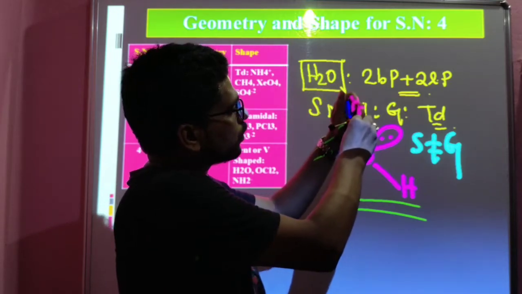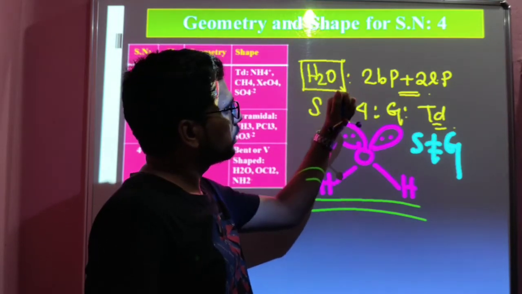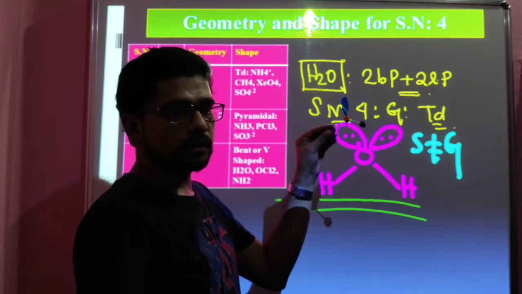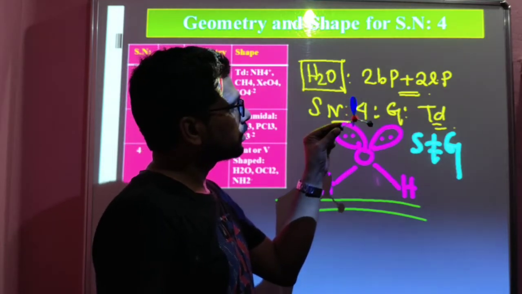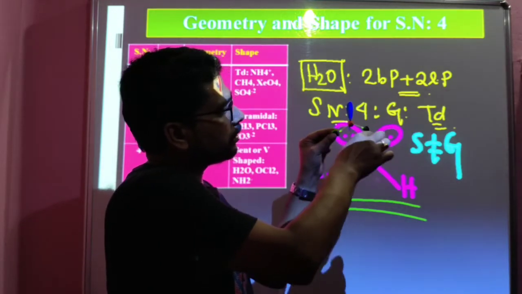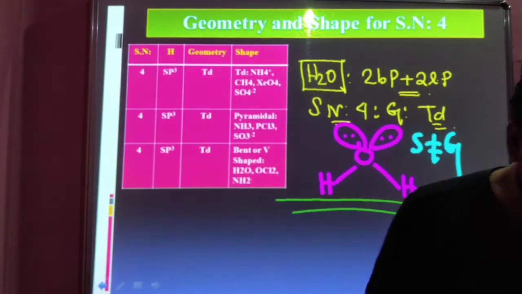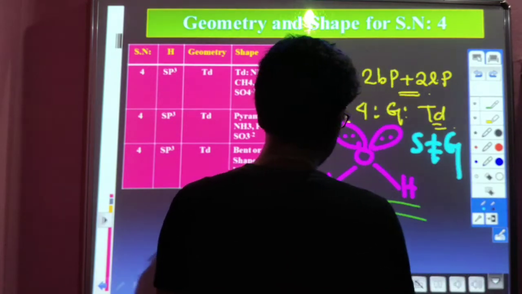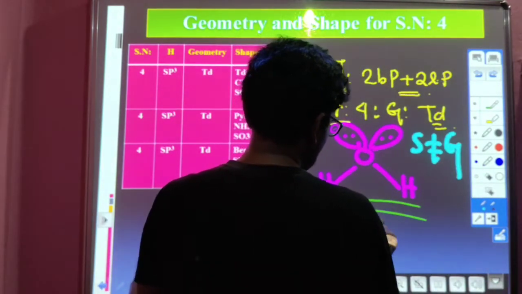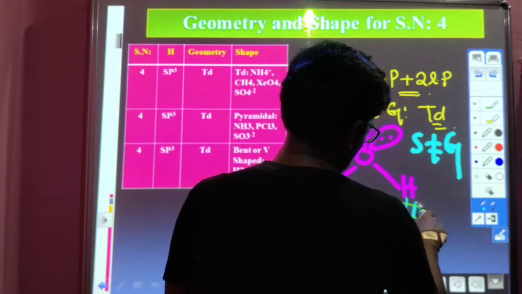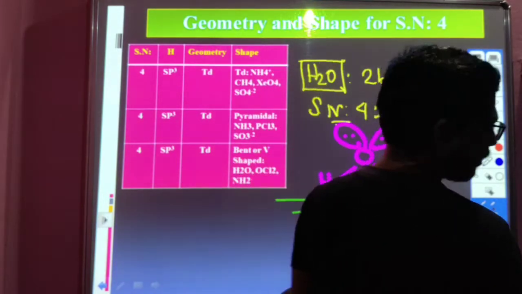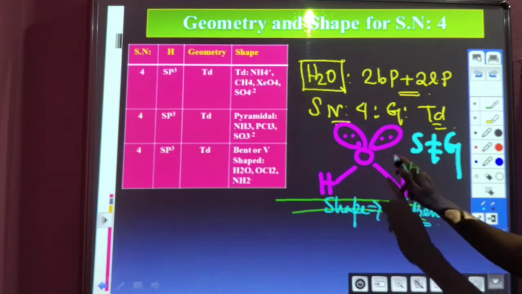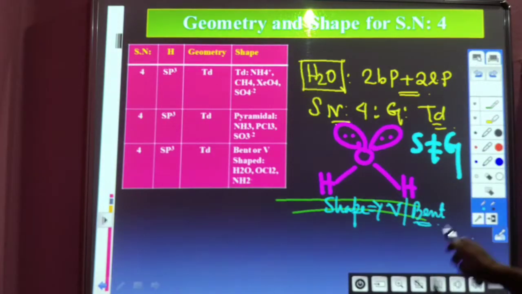Now don't look at this one. What will be the shape? Just look at here. I don't know whether you can see it or not. So this will give you the V shape or bend. So the shape will be V or bend. Clear? I think it's clear. Okay. Can I proceed? Okay. Next.